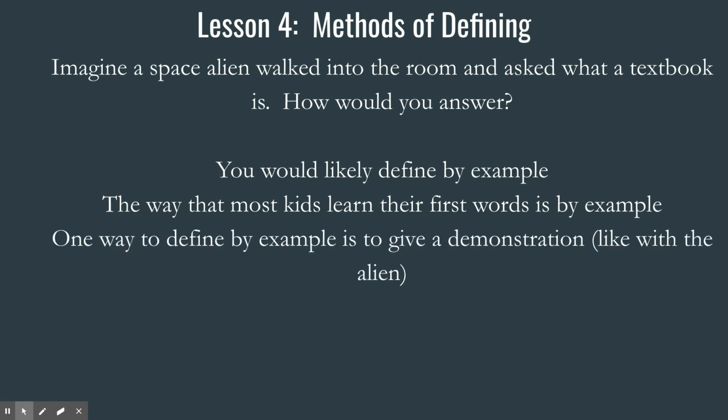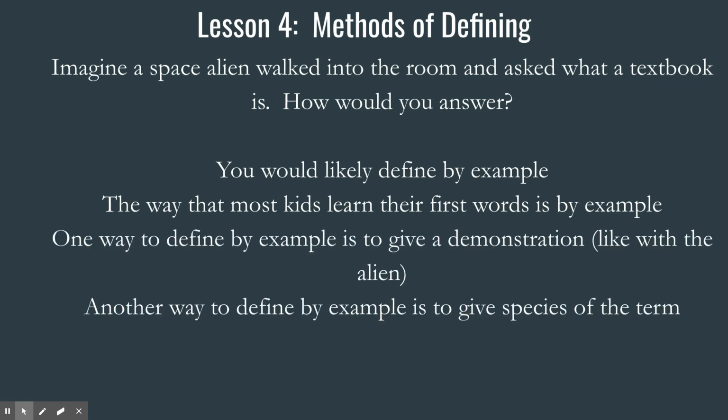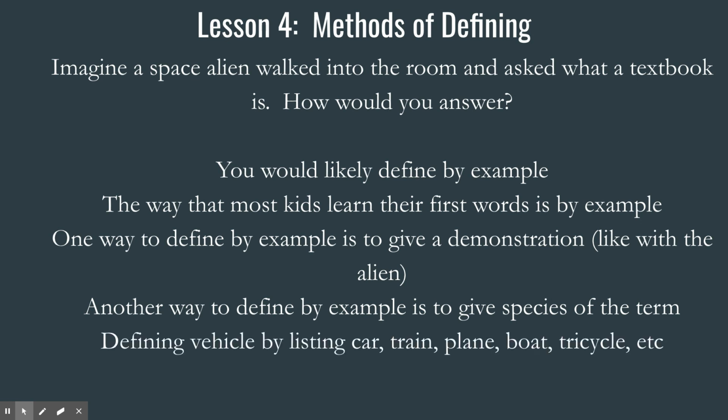There is another way of defining. You can give species of that term. So if I said to Reed, what's a vehicle? And he said, oh, it's like a car, a train, a plane, a submarine, a boat, a tricycle. Okay. Gotcha. Now I know what a vehicle is. I got a pretty good idea. But when we do this, guys, we've got to be careful.